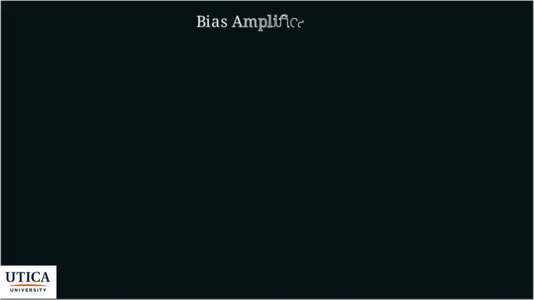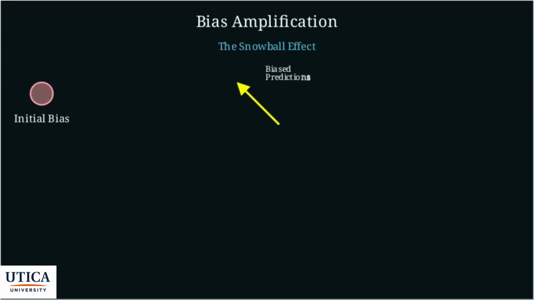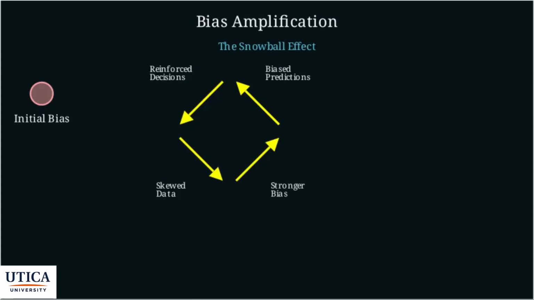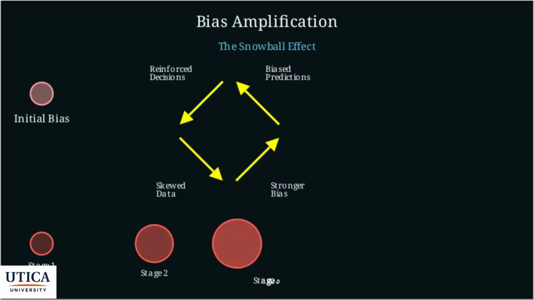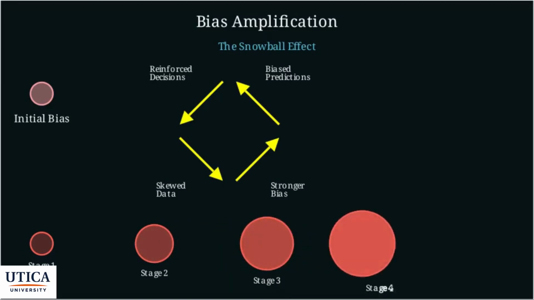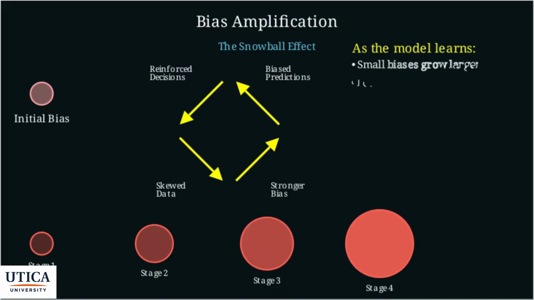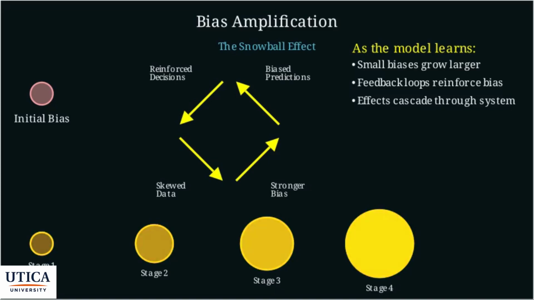What starts off as small bias doesn't stay small for long. Through feedback loops and reinforcement, these biases get amplified over time. Watch this visualization of the snowball effect. Each decision influences future training data, which leads to stronger biases, which affects more decisions, creating a cascading effect. A slight initial preference can quickly become strong systematic bias. This is particularly dangerous because it can make bias appear to be validated by data, when in reality, it's just amplifying existing prejudices.